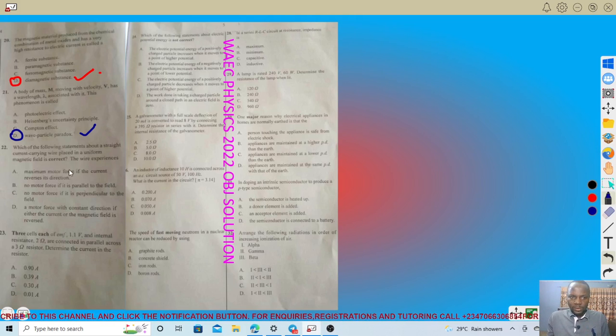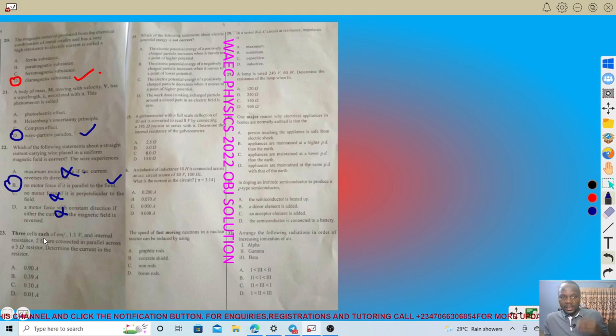Now, this is not correct. When current changes direction, force is not maximum. We know the formula F equals BIL sine theta. Now, no motor force if it is parallel to the field. Absolutely correct. When the wire is placed parallel to the field, the angle is zero, and when the angle is zero, force is not generated. So every other option here is wrong, and this is the only correct statement. You can read through them, but there is no need to read through what you already know and are sure about.